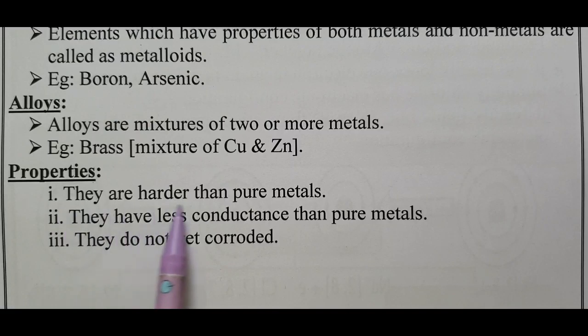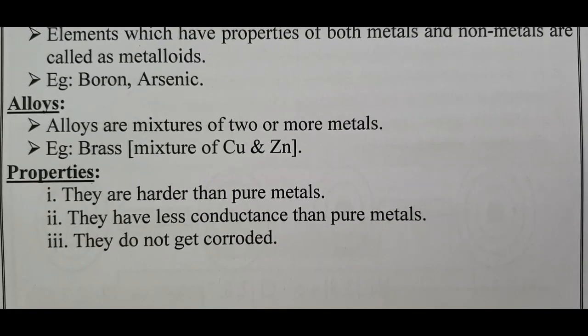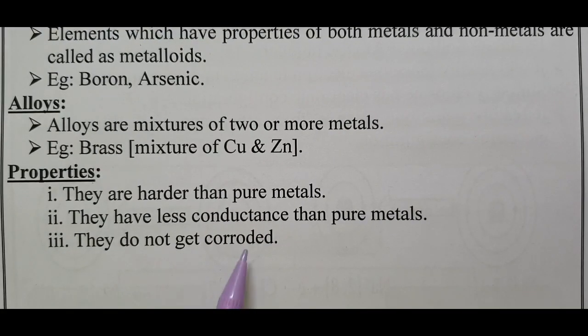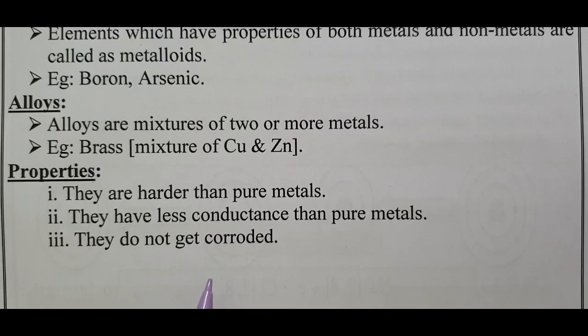What are the properties of alloys? They are harder than pure metals. They have less conductance than pure metals. They do not get corroded. In the case of stainless steel, the elements present are chromium, nickel, iron and carbon. The chromium, when mixed, forms chromic oxide, which is deposited on the surface of stainless steel and prevents the stainless steel from corroding. So, they do not get corroded.